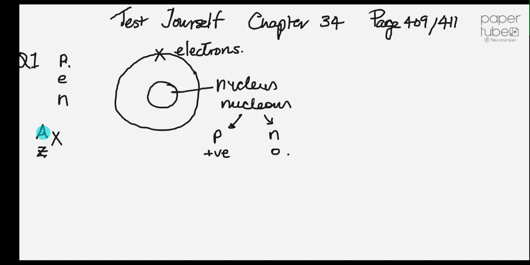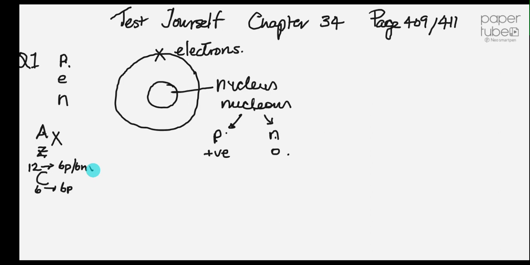So I'll just do a quick example here. Here's the symbol for carbon. This tells me it's got 6 protons. This tells me it's got 12 nucleons, and the nucleons are the protons and neutrons. So this tells me it's got 6 protons and 6 neutrons. Fair enough? So now let's answer these questions.